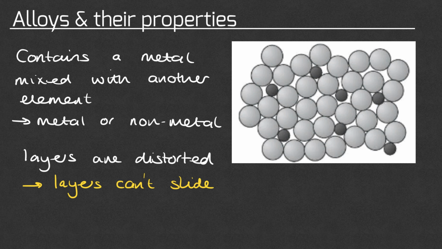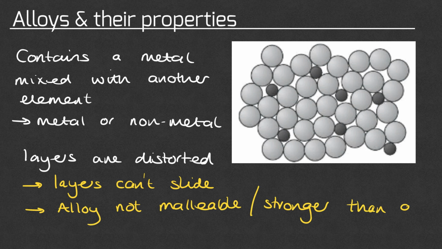Therefore, if the structure has been distorted, the layers can't slide. This means that the alloys are not malleable because the layers can't slide. Therefore, alloys are stronger than pure metals. That's why we typically use alloys to build things like bridges out of, as a pure metal would be too soft for that use.